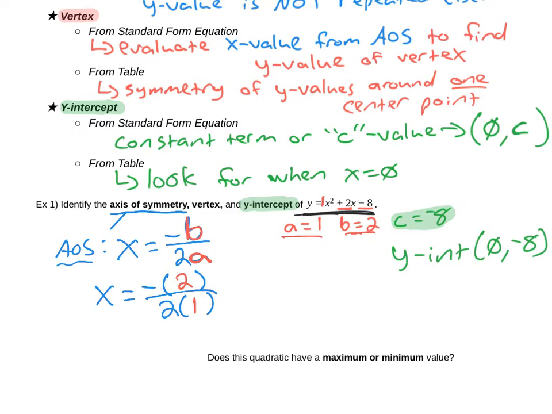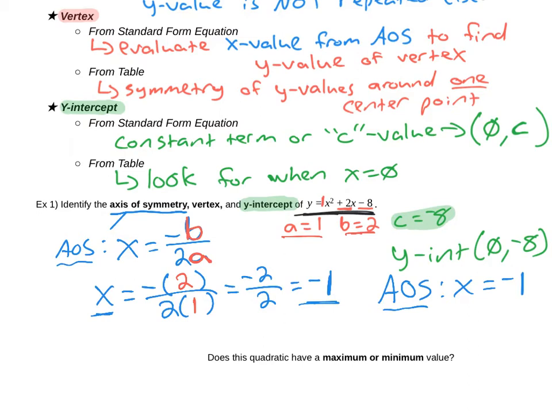Now distribute the negative. You don't have to square it. There is no square in there, no exponents, just negative b over 2 times a. So -2 on top over 2. What's -2 divided by 2? -1. Okay, there it is. Our axis of symmetry is always an x equals equation, a vertical line that goes through x equals -1.